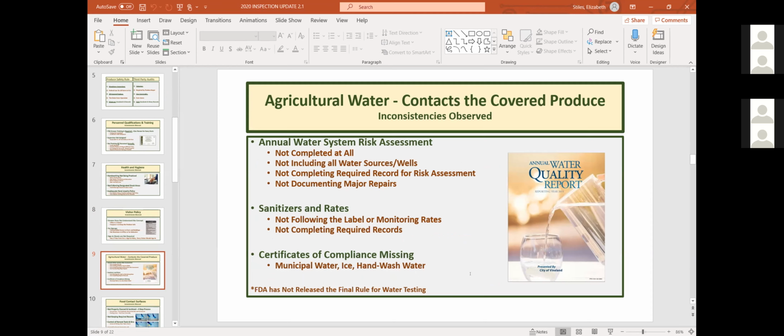So you're basically walking the fields, and you're doing it anyway. You're setting up your water systems and making sure everything works. So just go ahead and document that. And make sure that you include all of your water sources, not just one well. If you have 5 wells, have 5 wells on that risk assessment. And also include any major repairs, the well cap, any big repair, not drip line or anything like that, but just the big repairs.